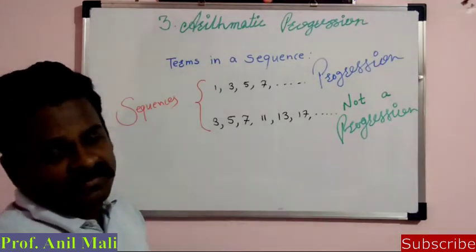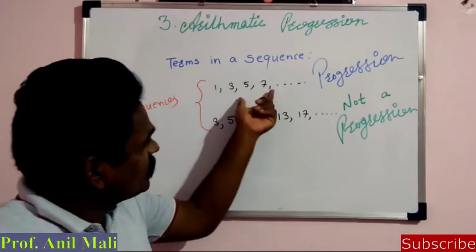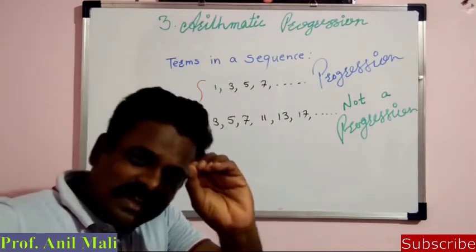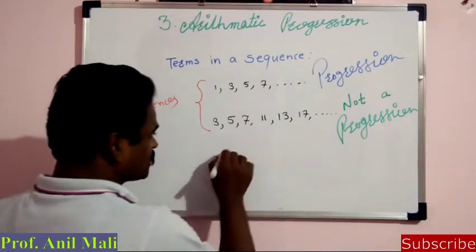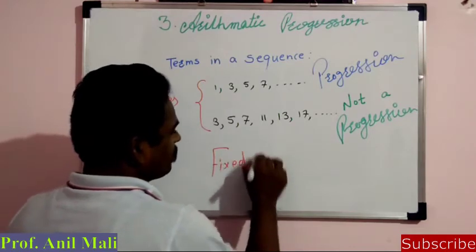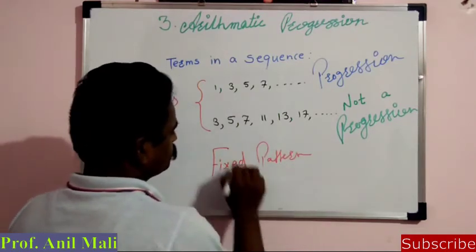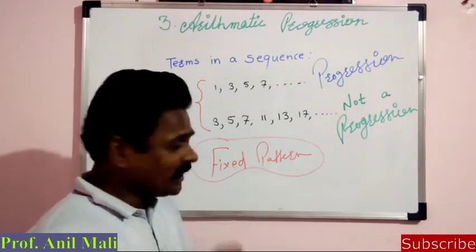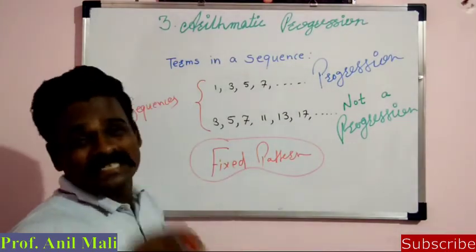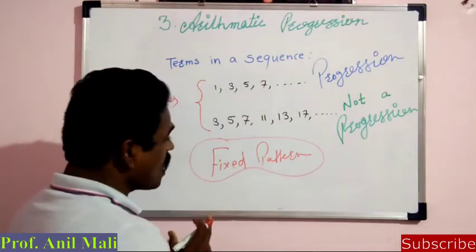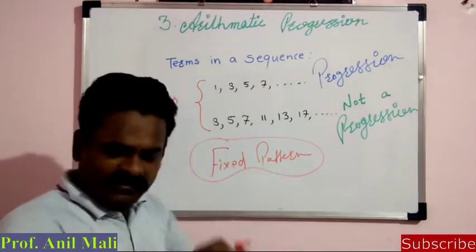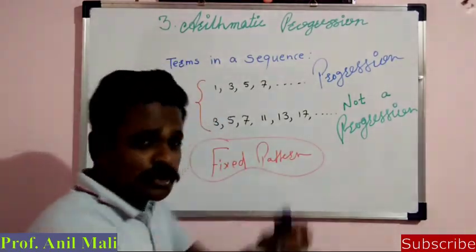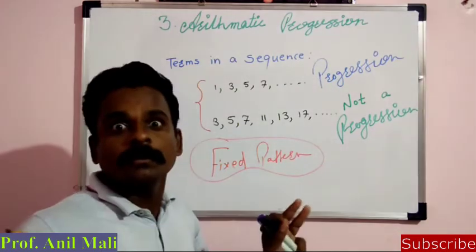How can we find whether the given sequence is a progression or not? See, if there is a fixed pattern, if in that sequence a fixed pattern is there, then you can say that the sequence is a progression. And if the fixed pattern is not there, then the given collection of numbers is only a sequence, but not a progression.